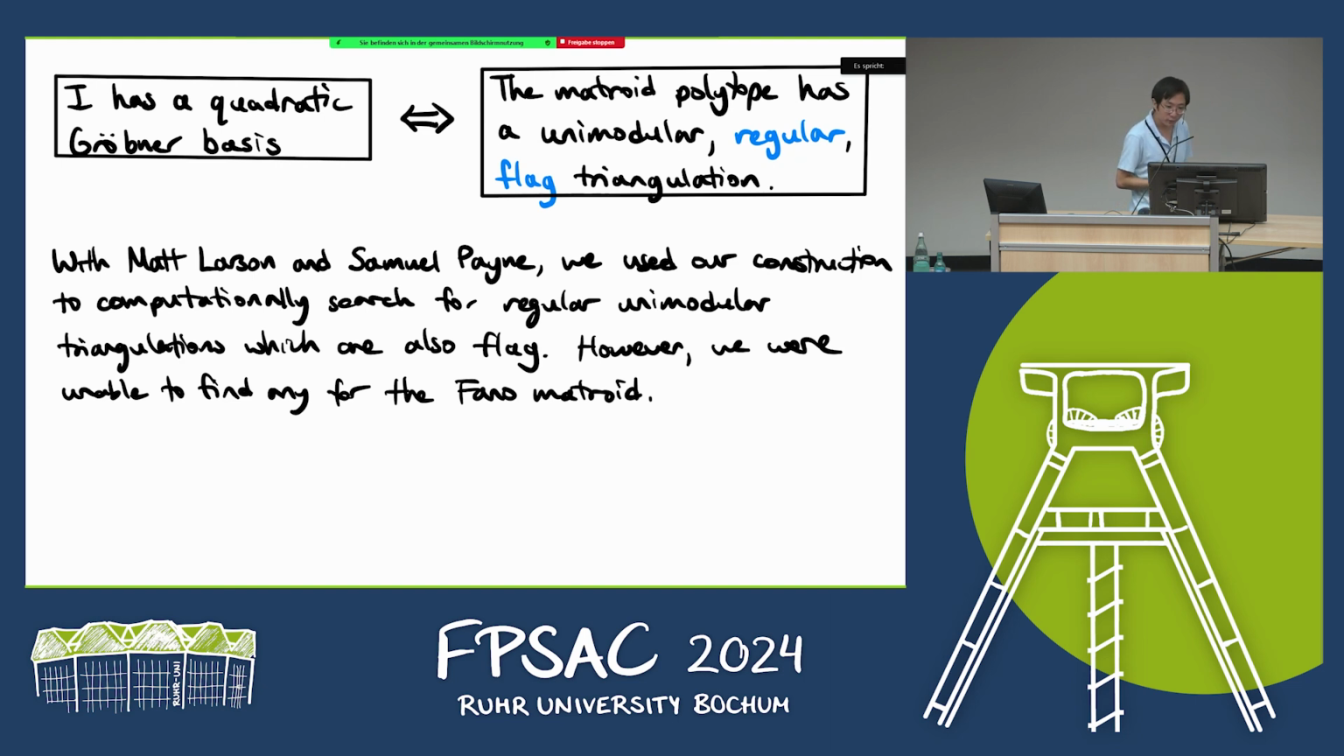Okay, so I want to mention now, as I said in the theorem, we were able to prove two of these, regular and unimodular. Our construction gives us a way to actually compute these triangulations, and that's not just one triangulation, it's many, many triangulations. So with Matt Larson and Samuel Payne, we used our construction to computationally search for some regular unimodular triangulations which were also flag. But we searched for a while, and we were unable to find any, for example, for the Fano matroid.